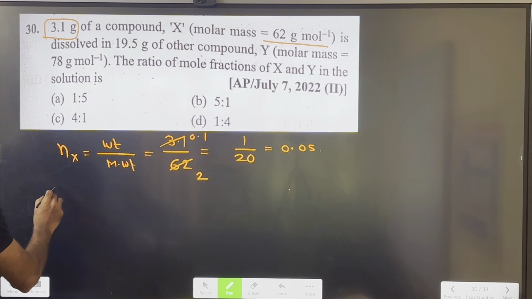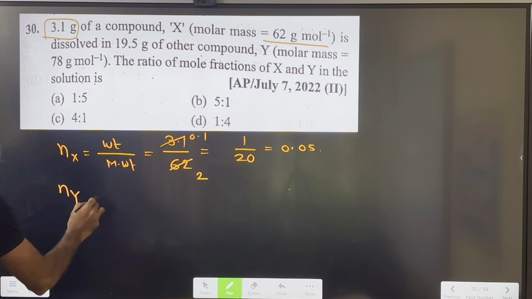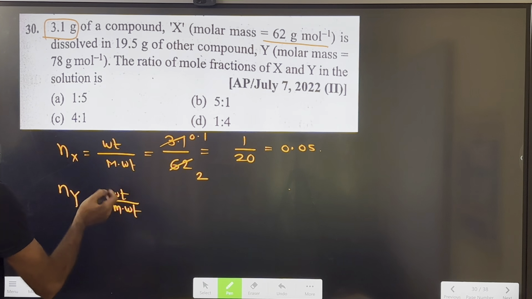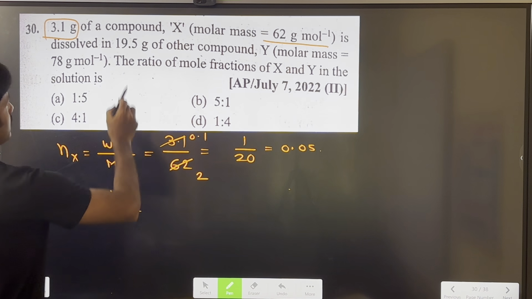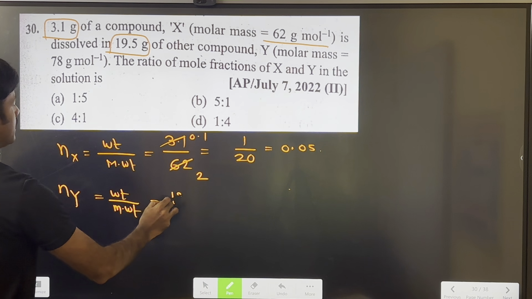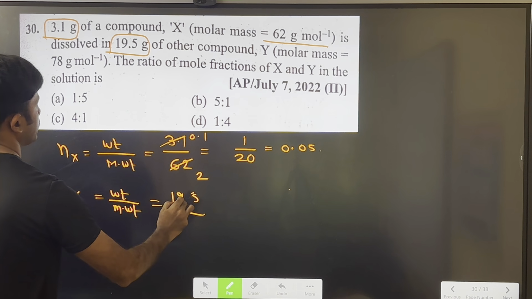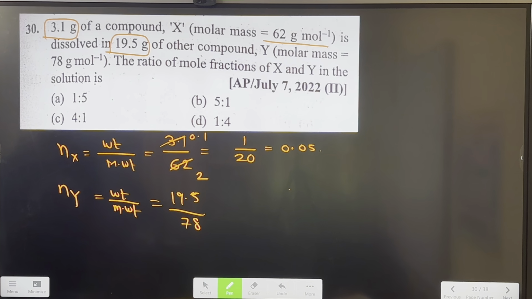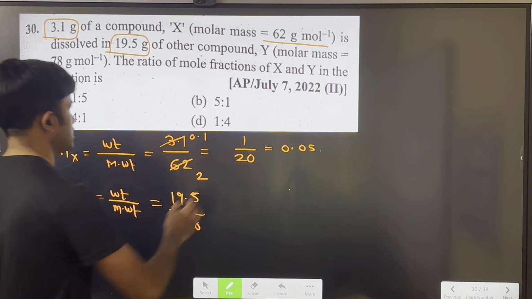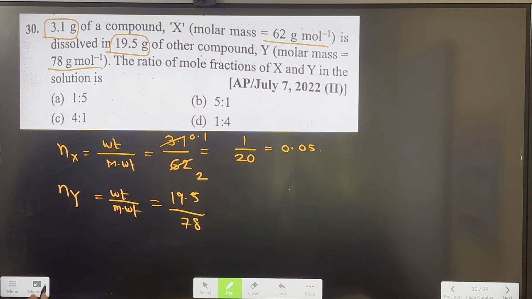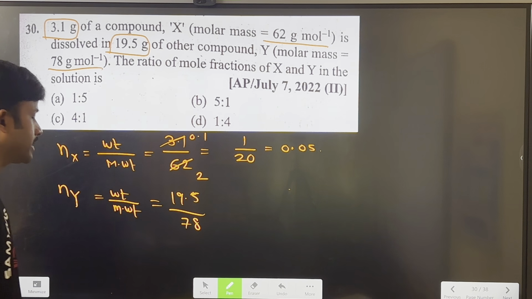Then the number of moles of Y, how much is it? It is also the same formula. Use the same formula, weight by molecular weight of Y. So the weight of the Y compound is how much here? 19.5 grams. Sorry, not dissolution, it's a molar mass. The molar mass is how much they have given? 78. 19.5 by 78. Just do the calculation. How much will you get here?